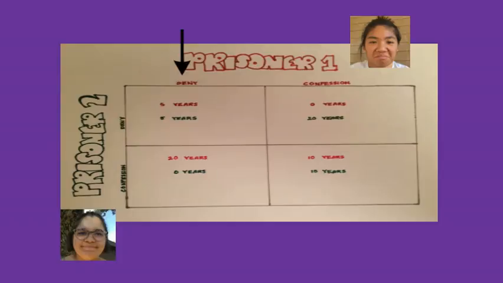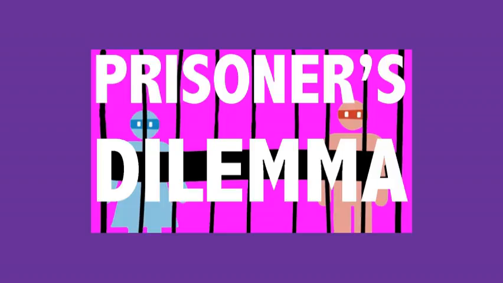You can either deny the fact that you've committed the larger crime, or you can confess that your partner had a part in the larger crime. Now, if both of the prisoners deny, then they both end up going to jail for 5 years. Whereas if they both confess, they go to jail for 10 years. However, if one of them denies while the other person confesses, then the person who confesses and rats out their friend does not go to jail, and the other person goes to jail for 20 years. This is known as the prisoner's dilemma.